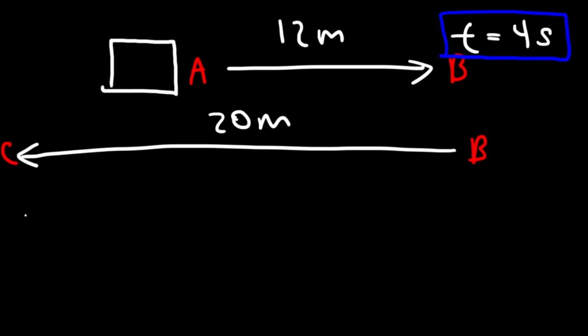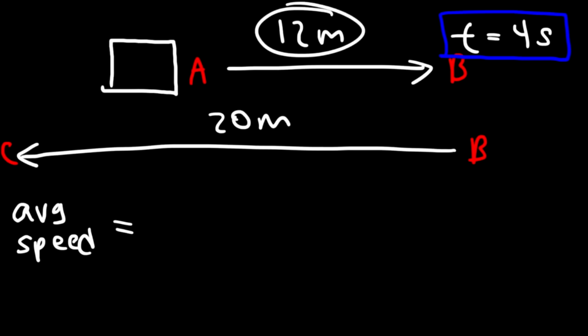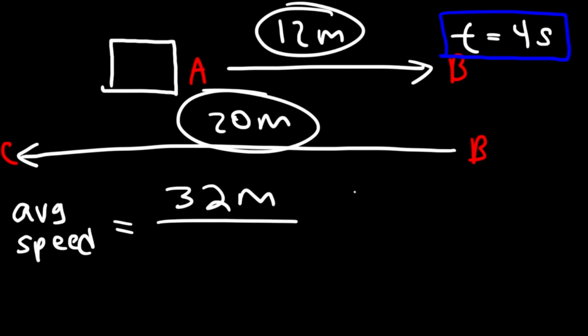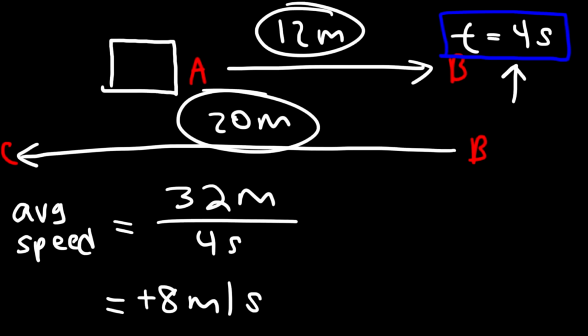So to calculate the average speed, we need to determine the total distance and divide it by the total time. The total distance is simply 12 plus 20. If you add those two numbers, it will give you 32 meters. And the total time is 4 seconds. So 32 divided by 4 is 8. So the average speed is positive 8. Keep in mind, speed is always positive. Now what about the average velocity?